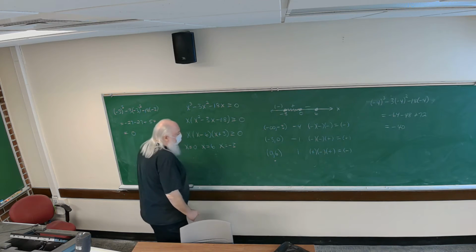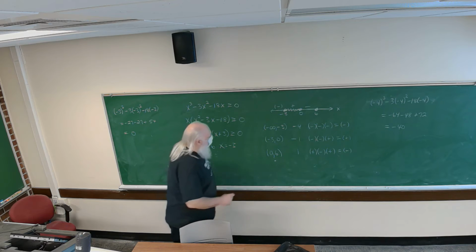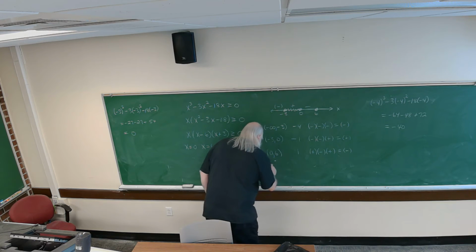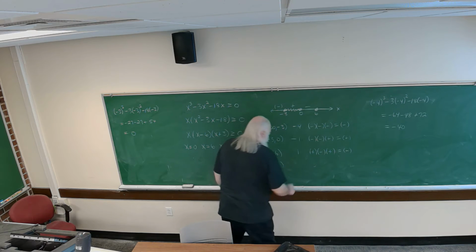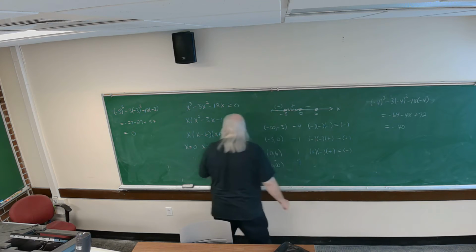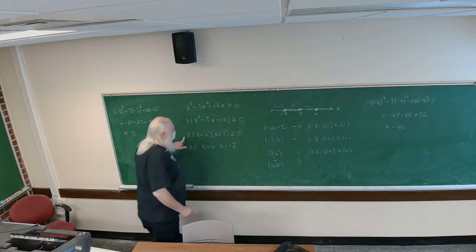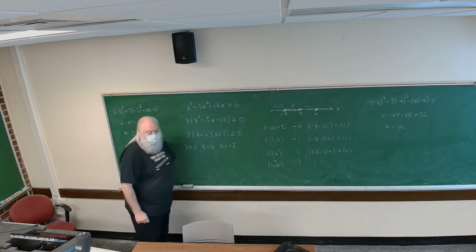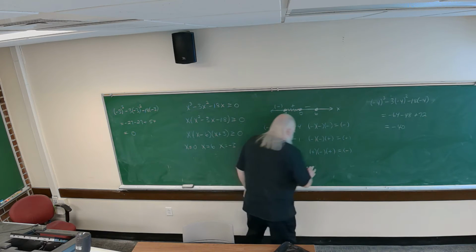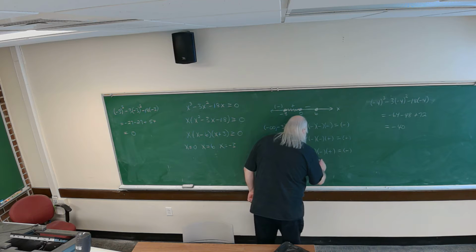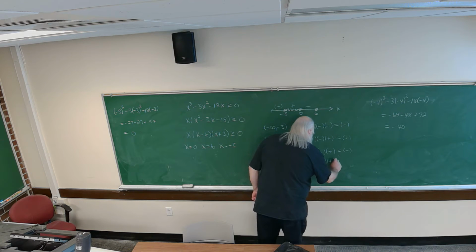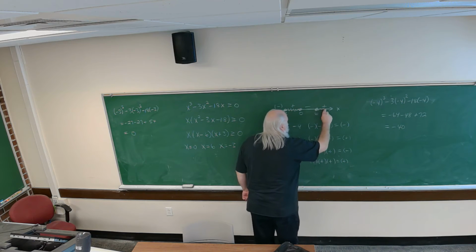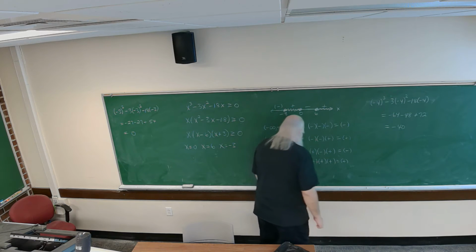Okay. And then lastly, we have all real numbers greater than 6. So I use 7 as a test point. I'm going to put 7 in for x. Positive times positive times positive, which is positive. So any real number greater than 6 works.